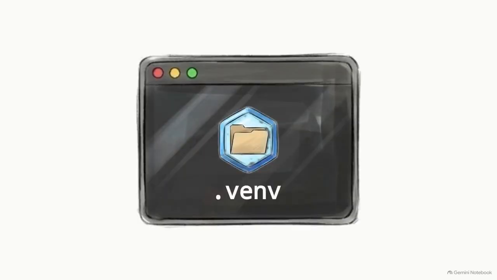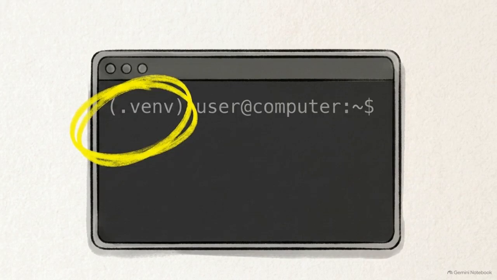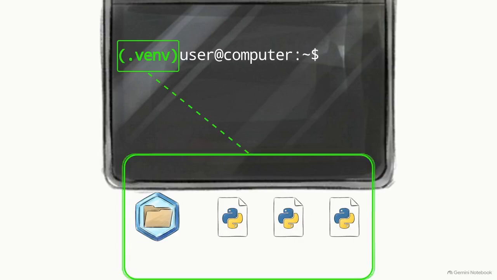Once the folder is created, you must activate it. On Mac or Linux, run source, followed by .venv/bin/activate. On Windows, run .venv/scripts/activate. Once activated, check your terminal prompt. You should see the environment name in parentheses at the start of the line. This terminal prefix is the indicator that you have successfully entered the isolated workspace.